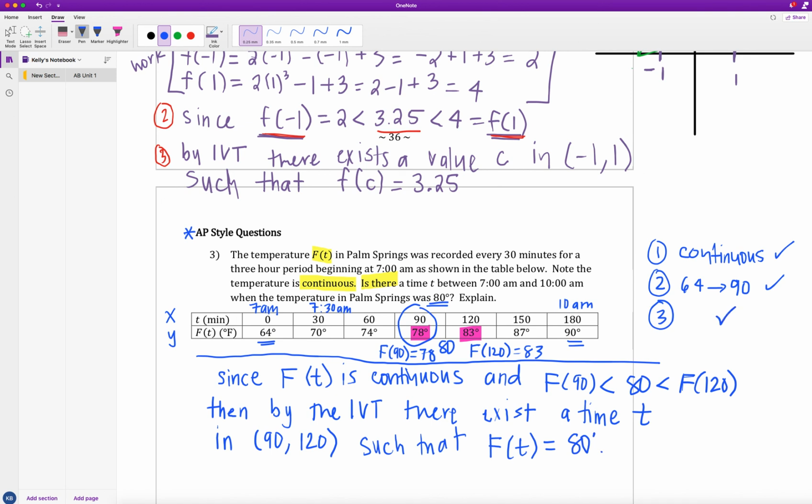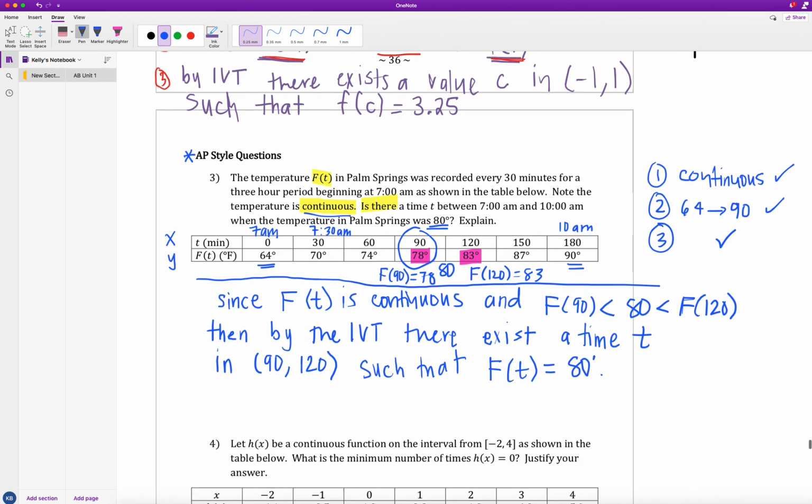So we stated the conditions were met. So we stated that our function f of t is continuous because they actually gave that to us in the problem. We stated our interval, so specifically we narrowed it down as much as we could. So between f of 90 and f of 120, we would have to pass through 80 degrees. So then, by the intermediate value theorem, there exists a time t in between 90 to 120, since that's the time interval, such that f of t is equal to 80 degrees.